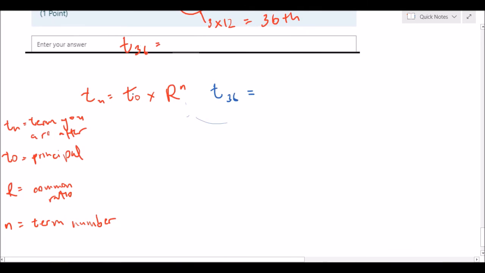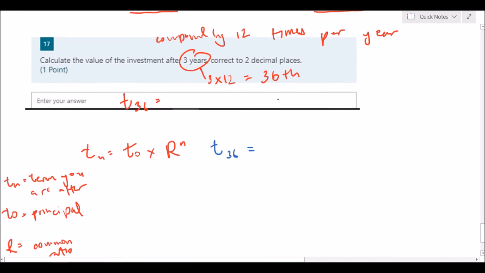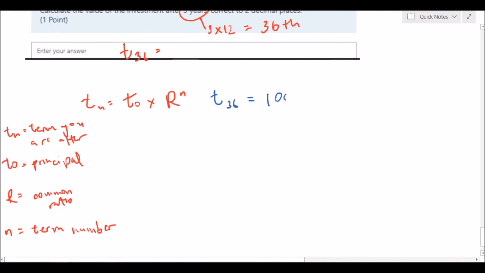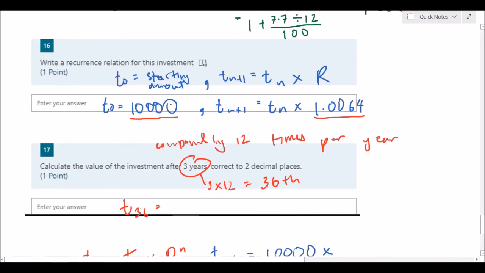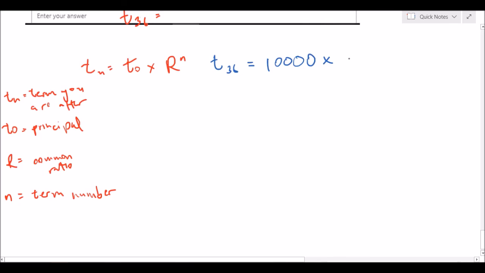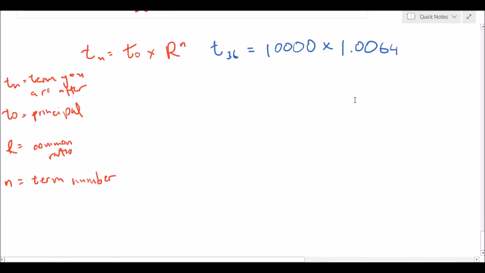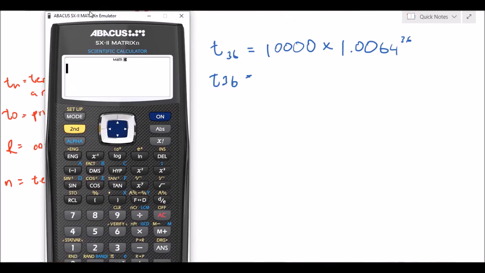looking at what each of the parts of the formula means, T0 is the starting amount or the principal. In this case, the principal is 10,000, reading the question, 10,000 times the common ratio of R, which is 1.0064. And I got that from my R value there, see? And then to the power of the term we're looking for, which is 36. So that means T36.